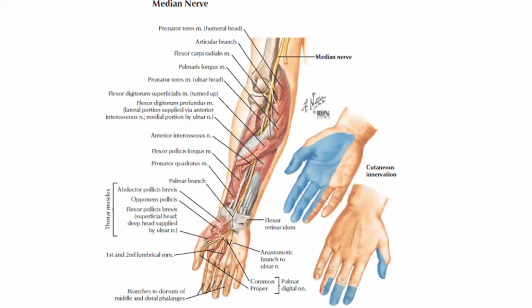What about sensation? We know, this is a basic question, that the median nerve supplies the lateral 3.5 fingers sensation-wise. And this is shown in the blue area.